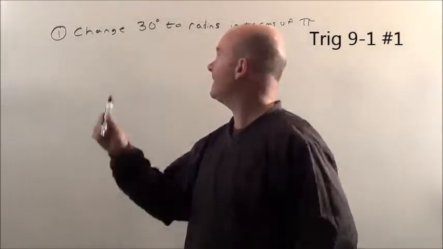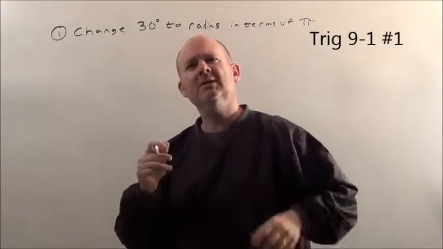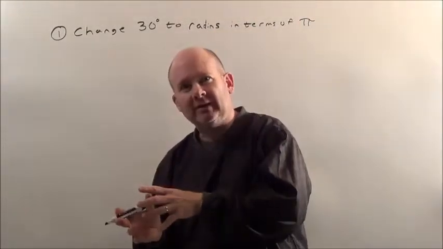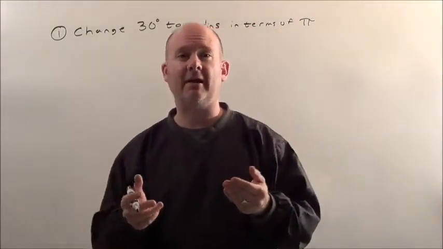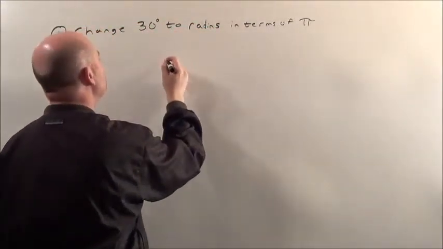Here's problem 1. It's asking us to change 30 degrees to radians in terms of pi. So it's a conversion between degrees and radians. We usually see that on our calculator. We have to set the mode to degrees or radians. Here's what this is. It's pretty simple.